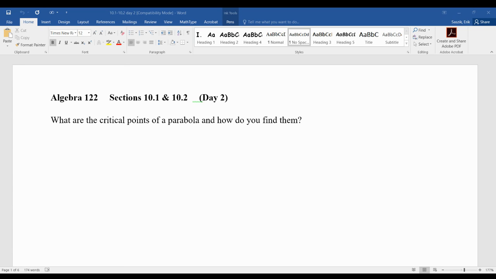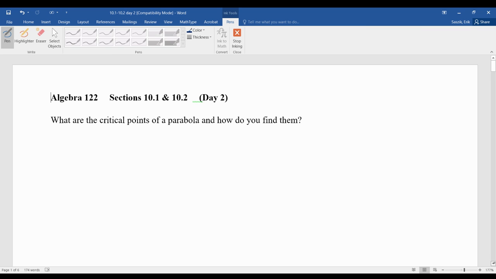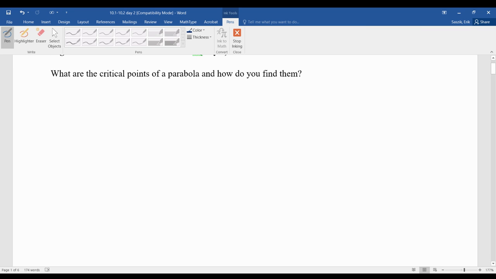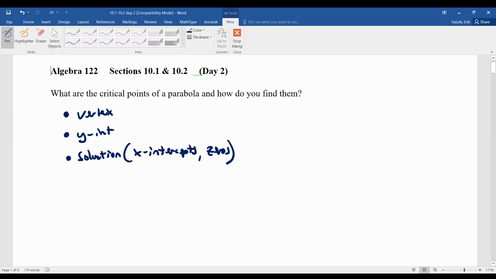Okay, I'm not going to do all the problems on this document, but just going to do a little summation here. Critical points are the skip, the vertex, the y-intercept, and the solutions, also known as the x-intercepts or the zeros. Okay.